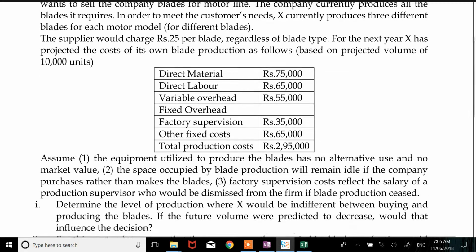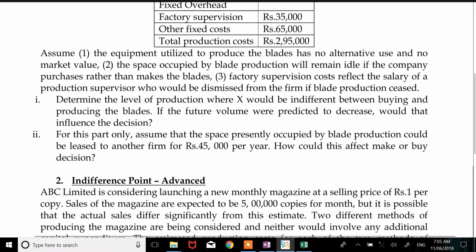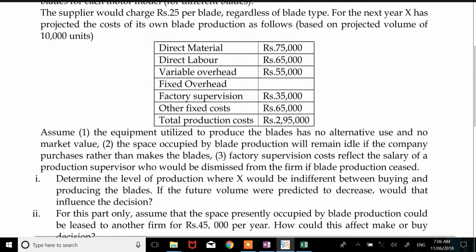Determine the level of production where X would be indifferent between buying and producing the blades. If future volume were predicted to decrease, would that influence the decision? Assume that the space occupied by blade production could be leased. How could this affect the make or buy decision?